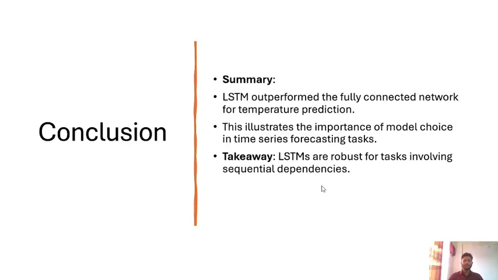Last topic, conclusion. The LSTM model outperforms the fully connected layer for temperature prediction. This illustrates the importance of model choice in time series forecasting tasks. Takeaway: LSTMs are robust for tasks involving sequential dependencies.